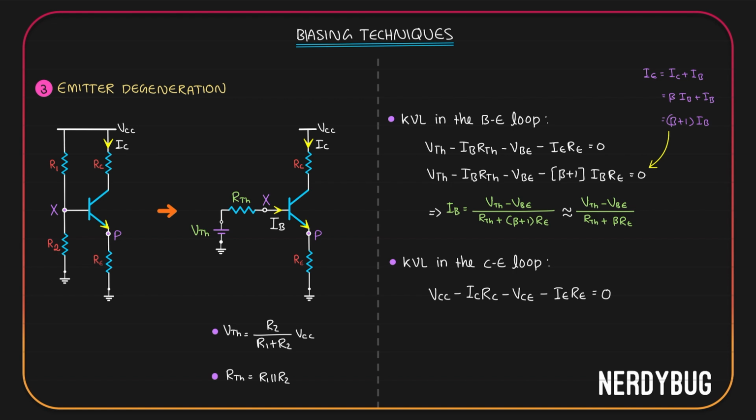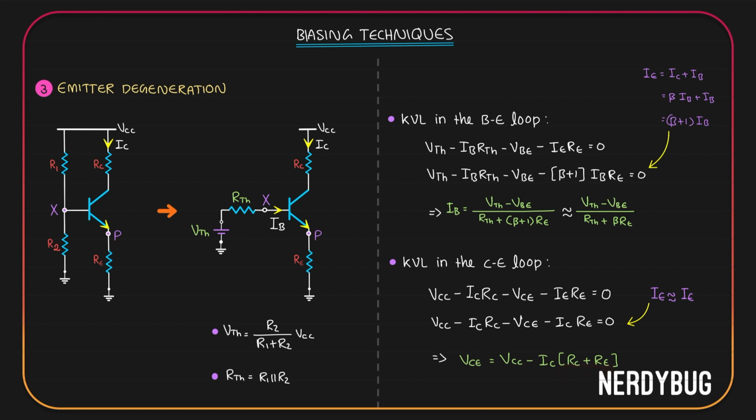One approximation we can make is this. Since IB is really small, IE will be approximately equal to IC. So we can replace IE in the equation by IC. We get VCC minus ICRC minus VCE minus ICRE is equal to 0. Here we can write an expression for VCE. We get VCE is VCC minus IC multiplied by RC plus RE.